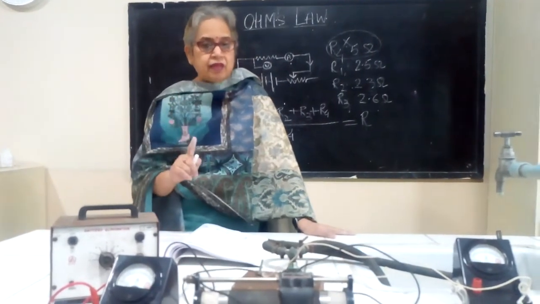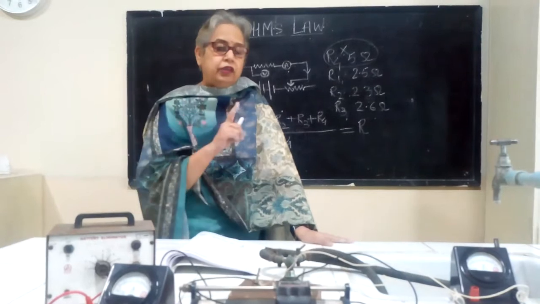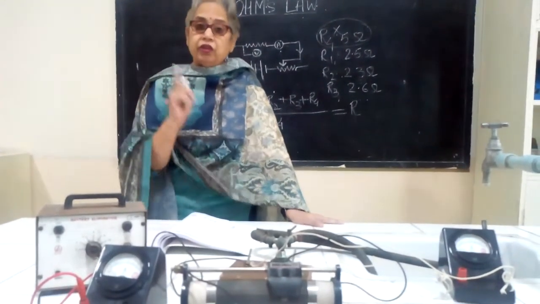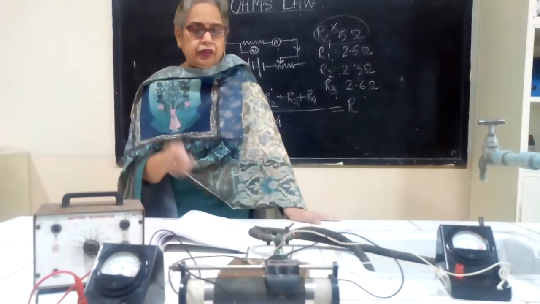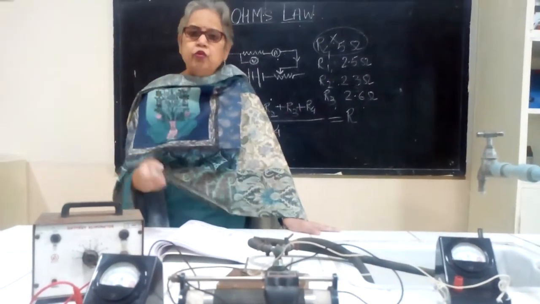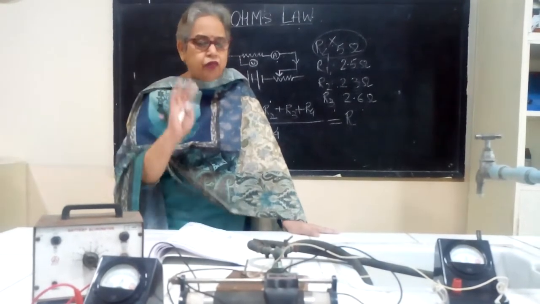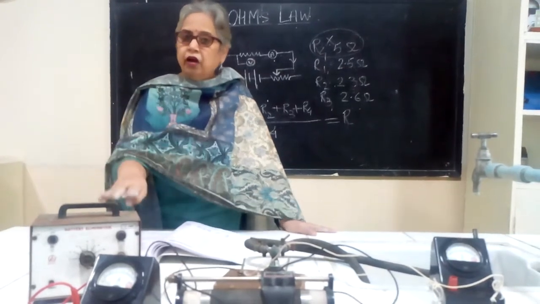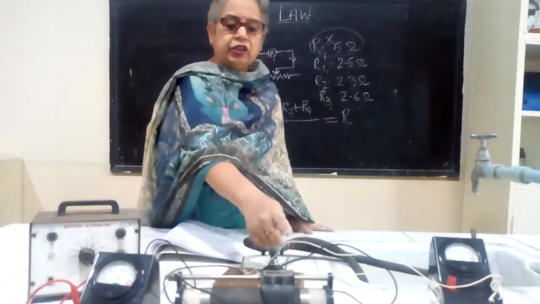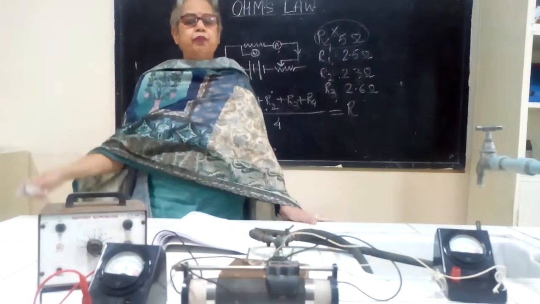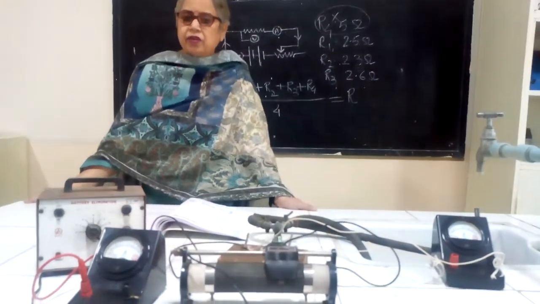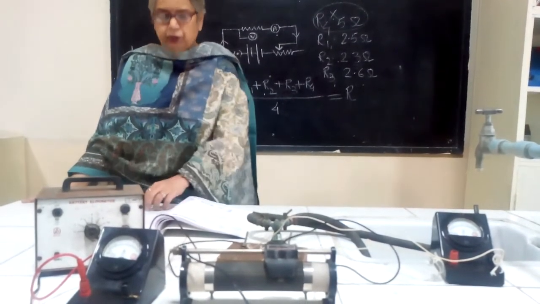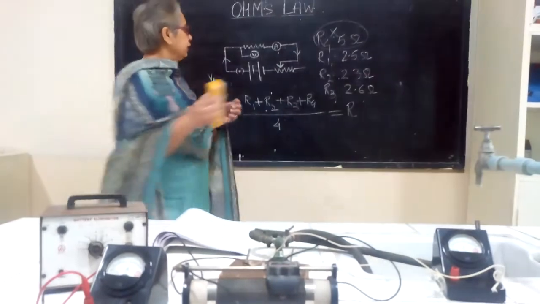This experimental setup is a bit different from the one shown in activity 12.3 in your NCERT books. Now what is the difference? In that activity you have 4 cells, you connect 1, then 2, then 3, then 4. Here we have a battery eliminator of a given value. We can't change the voltage, so we are changing the resistance with the help of a rheostat, a variable resistance, and we are finding the relationship between electric potential difference and the current.